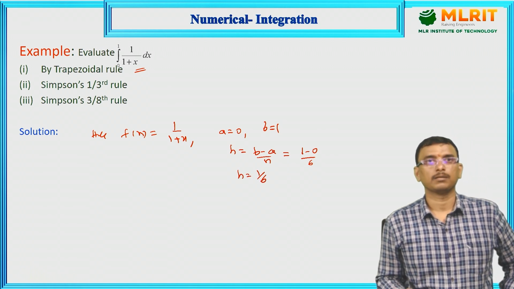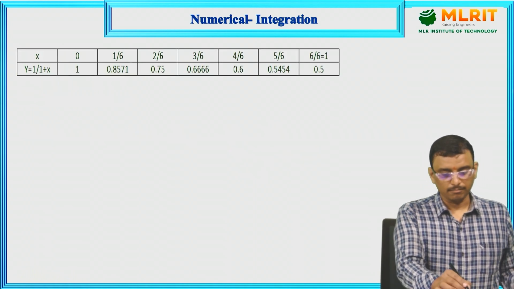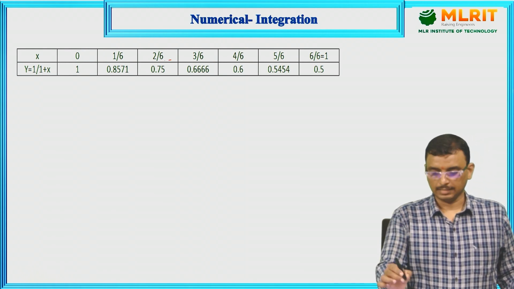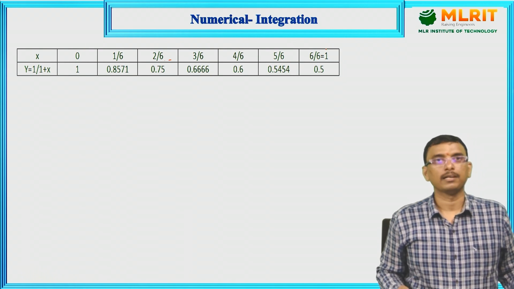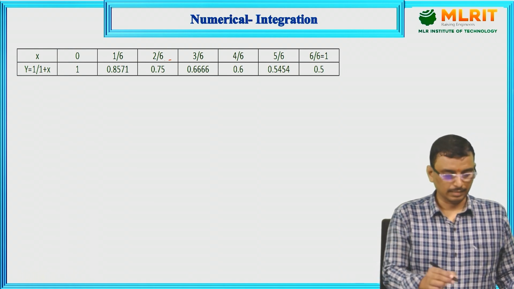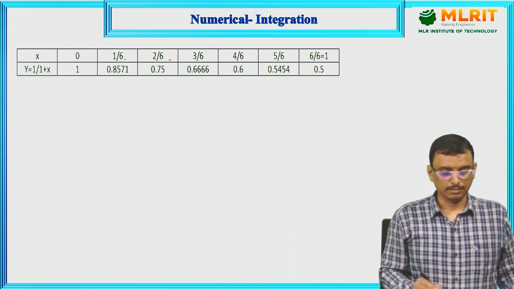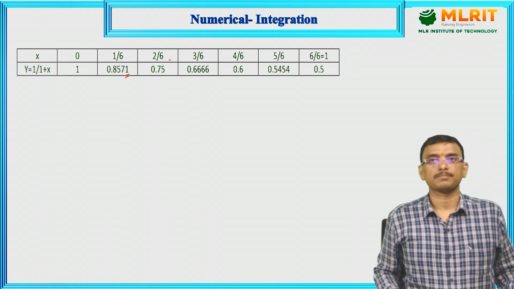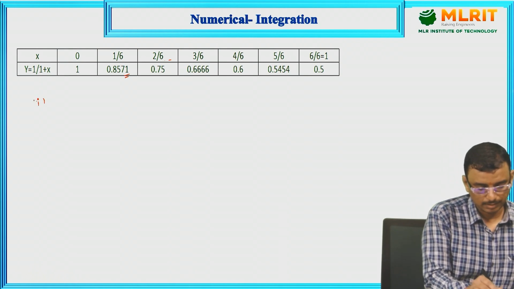Now we have to construct the table of corresponding x and y values. So the x values are 0, 1 by 6, 2 by 6, 3 by 6, 4 by 6, 5 by 6 and 6 by 6, which is equal to 1. So the range of the interval is 0 to 1. Now the corresponding y values: by substituting 0 in y is equal to 1 by 1 plus x, we get 1, and if we substitute x is equal to 1 by 6, we get 0.8571. Like that we get the corresponding y values. Now we will find the trapezoidal rule. First one, trapezoidal rule.